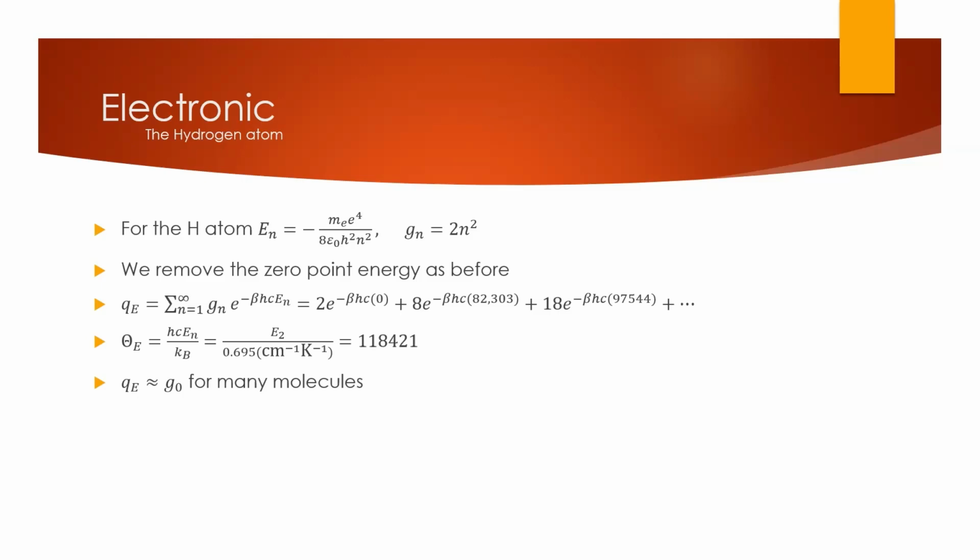It's not true for every molecule. Things like transition metals tend to have a lot of low-lying accessible electronic states, which is why they can appear colored in solutions and so forth. But for most cases, we can assume that Q sub E is simply the degeneracy of the ground electronic state.